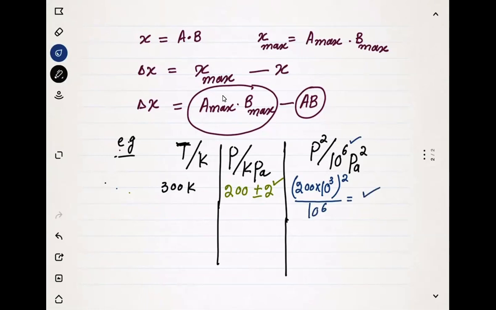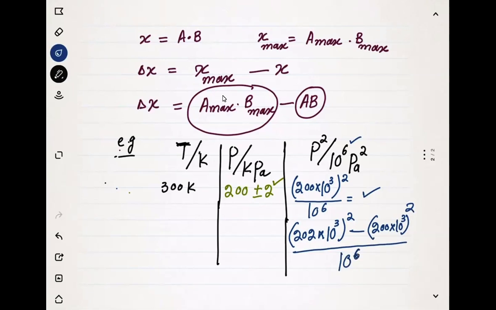For uncertainty, you must go: uncertainty would be 202 into 10 power 3 square minus 200 into 10 power 3 square, whole divided by 10 power 6. So this would be the uncertainty. Maybe this example is a bit complicated. Let's go with some simple example.